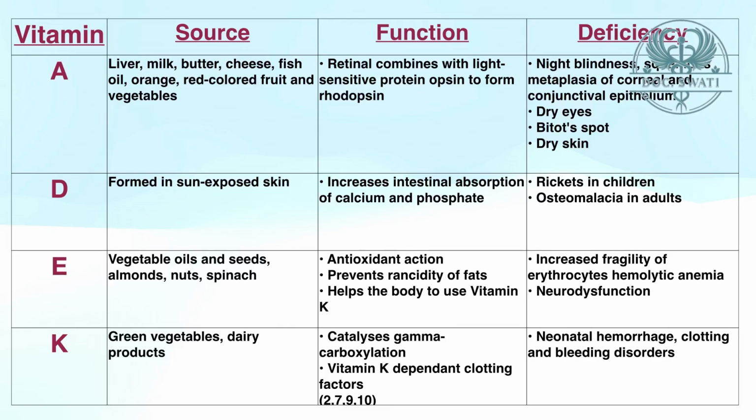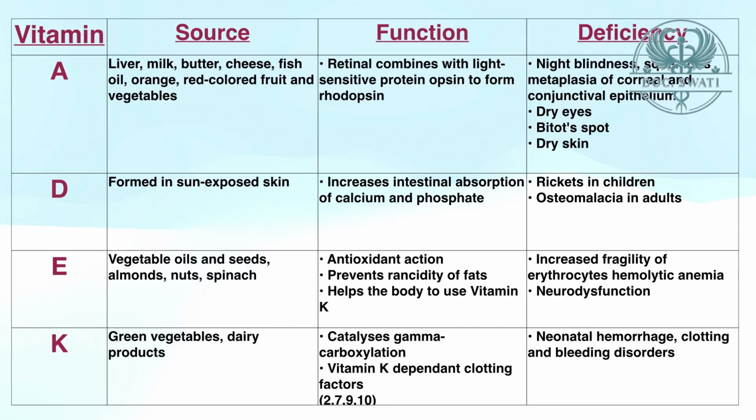Next we have vitamin D, formed in sun-exposed skin, which increases intestinal absorption of calcium and phosphate. Deficiency leads to rickets in children, osteomalacia in adults. Next we have vitamin E, found in vegetable oils and seeds, almonds, nuts, spinach. Function includes antioxidant action, prevents rancidity of fats, helps the body to use vitamin K. Deficiency leads to increased fragility of erythrocytes, hemolytic anemia, neurodysfunction.